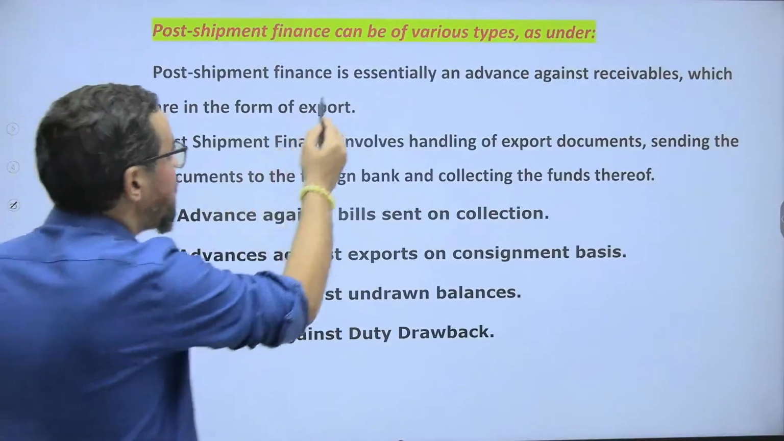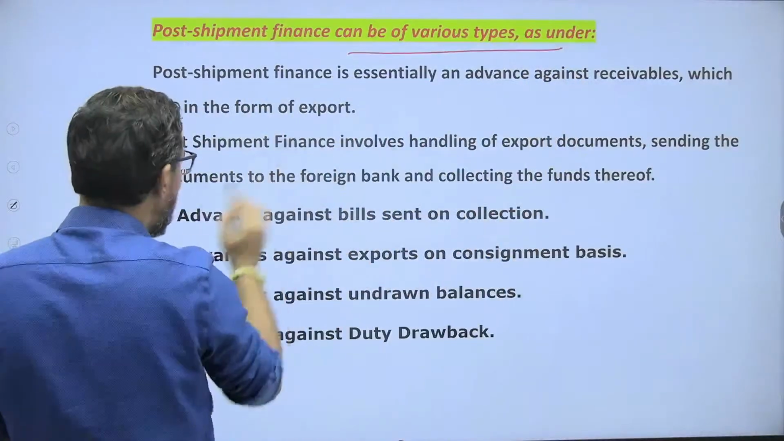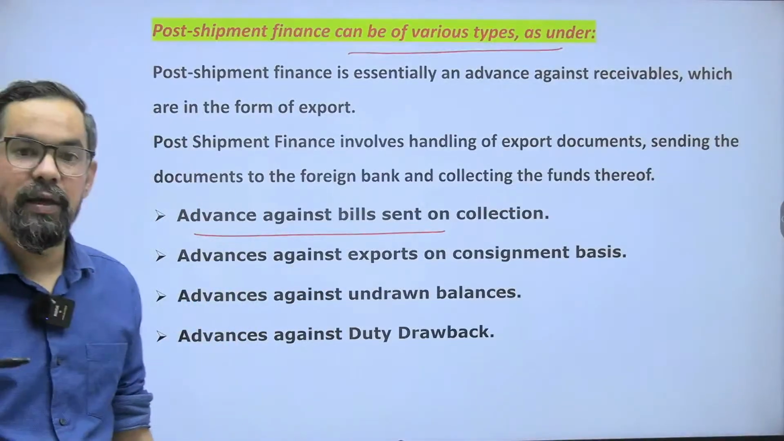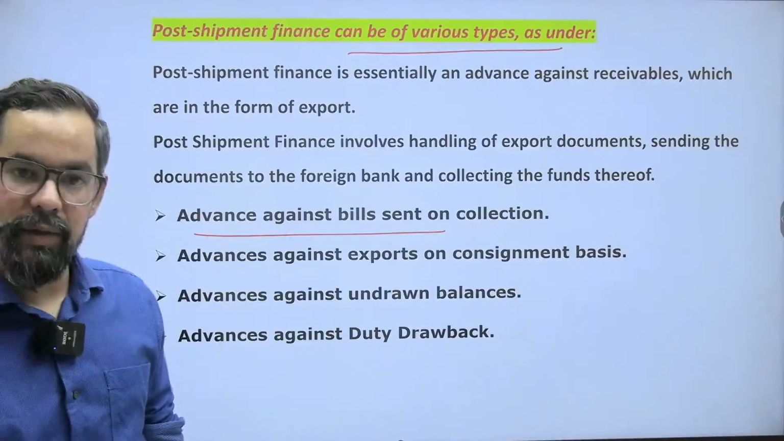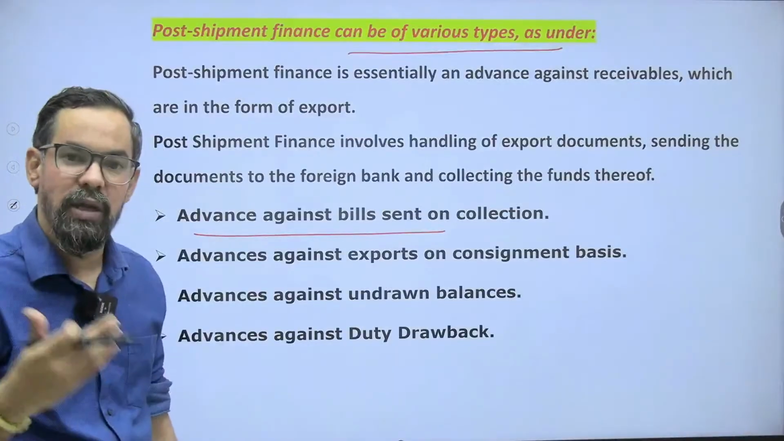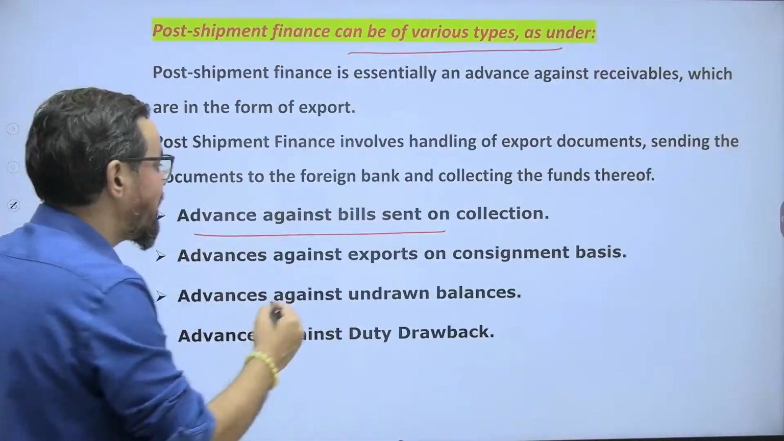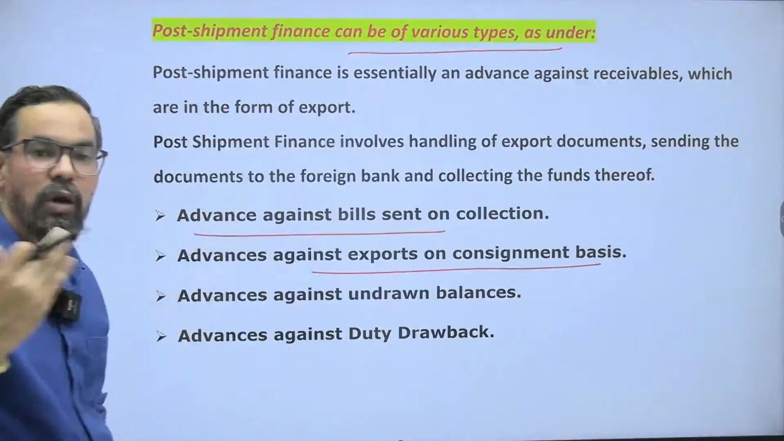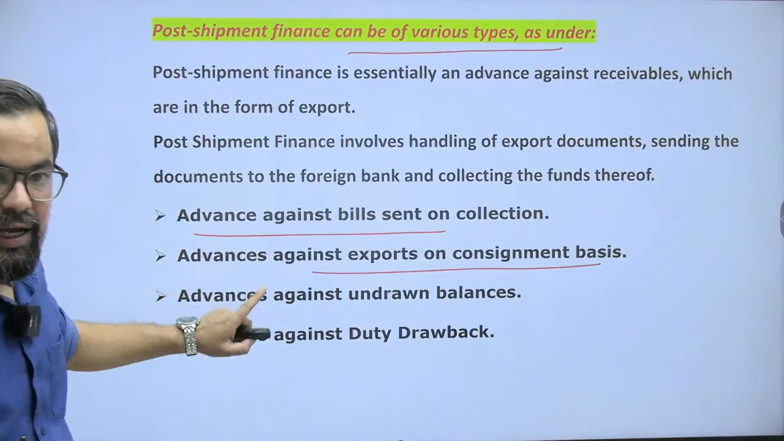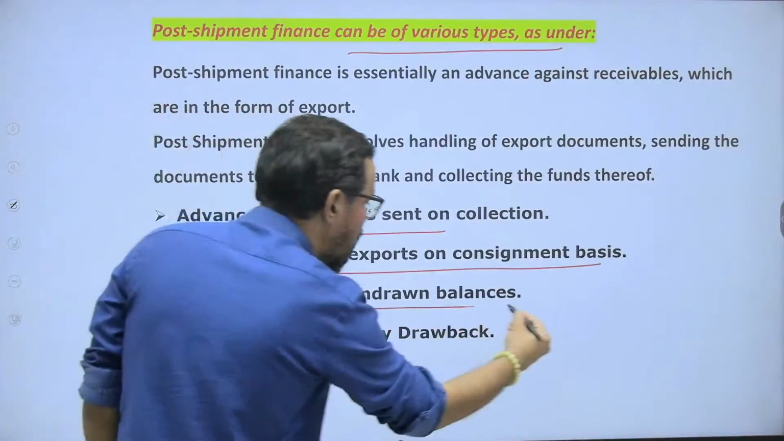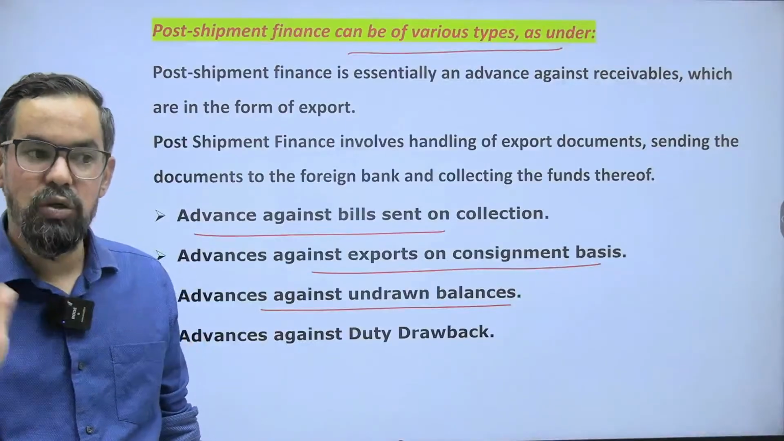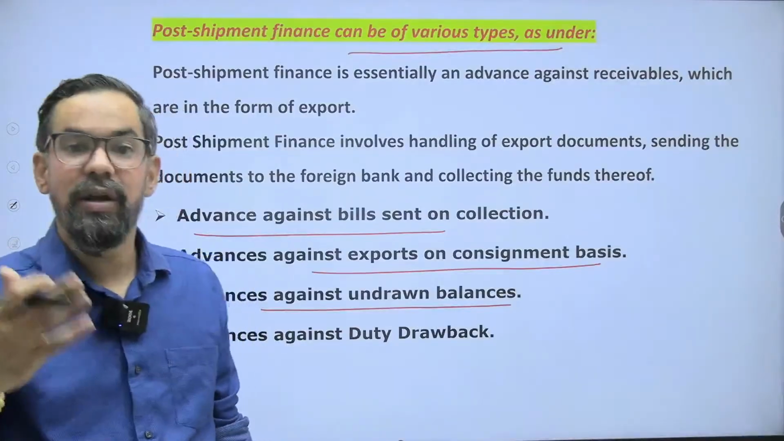Post shipment finance can be of various types, like advances against a bill sent on collection. Let's say we have done that shipment. Now the date on the LC is 90 days, so that means we are going to receive that money after 90 days. Advances against export consignment basis: we are doing regular exports, getting regular updates, so on an open account basis we can have this kind of arrangement with the bank. Advances against undrawn balances: let's say we have received some prepayments, the remaining amounts, or even something around government refundable taxes.